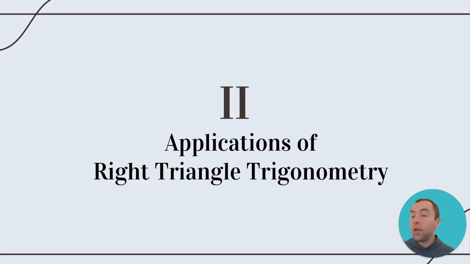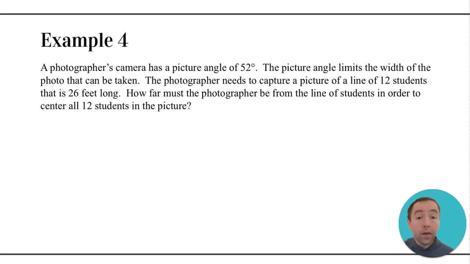So now that we've looked at those just mathy, number-only types of problems with right triangles, we're going to look at a variety of applications in which we can apply various relationships in right triangle trigonometry here. So to begin, we've got this first scenario where a photographer's camera has a picture angle of 52 degrees. And the picture angle, of course, limits the width of the photo that can be taken, right? You can't just take a 360 panorama shot without spinning yourself around, right? So we can only capture an angle of 52 degrees.